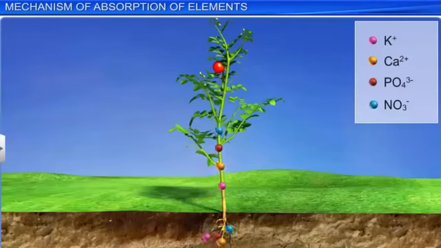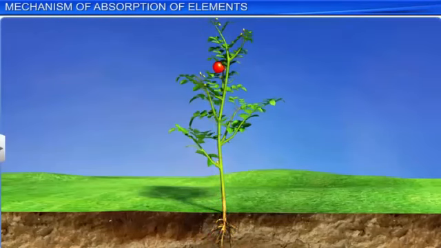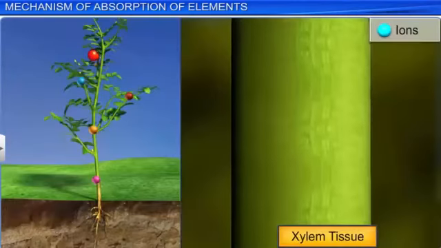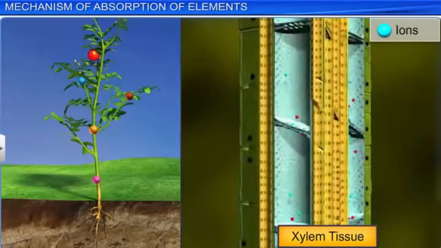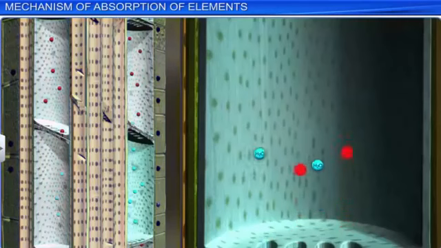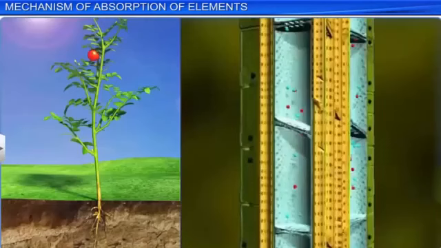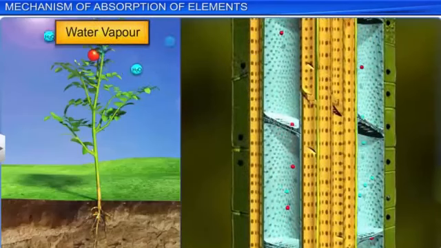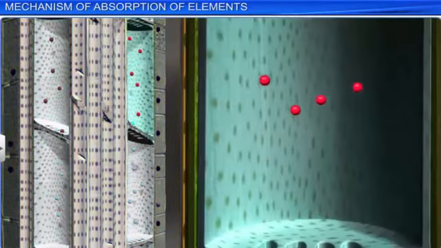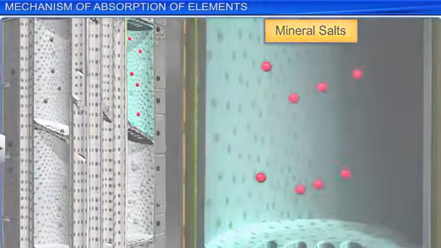The movement of ions from the root cells to other parts of the plant happens through the xylem tissue. The xylem carries the ions along with water. This is called translocation. Translocation is aided by transpiration. An analysis of water in the xylem shows the presence of mineral salts.